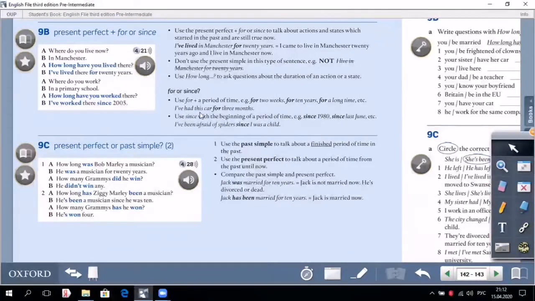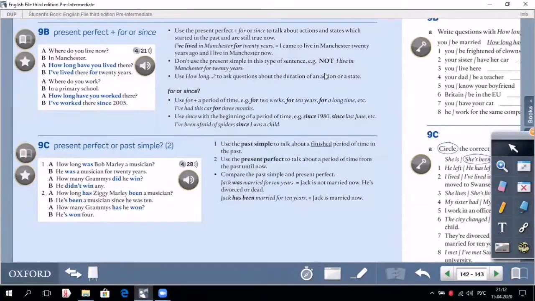Example: I've had this car for 3 months. It means that this person has been driving this car for 3 months. Then use "since" with the beginning of a period of time, the starting point. Since 1980, since last June. For example, I have lived in Osh for 20 years. I've been afraid of spiders since I was a child. From his childhood, he was afraid of spiders.